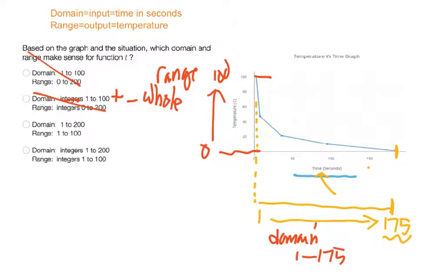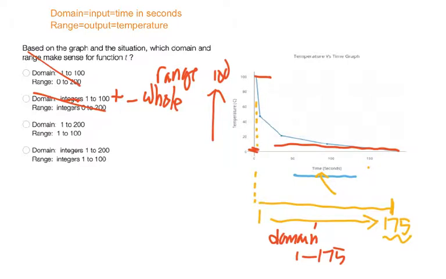Domain, 1 to 200. Ooh, that looks good because I said 175, so it could go greater than. Range, 1 to 100. Well, maybe, right? Maybe, because maybe I didn't read this very well. Oh, maybe, take a look. This didn't hit the very bottom, so yeah. So I'm going to look here. It's about right there.